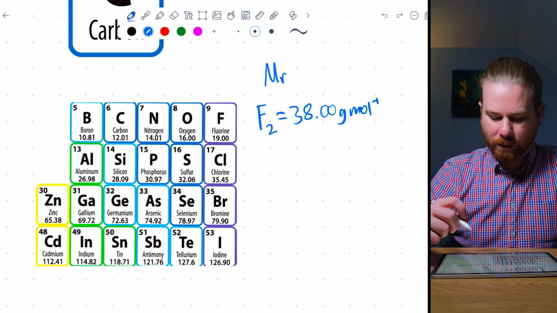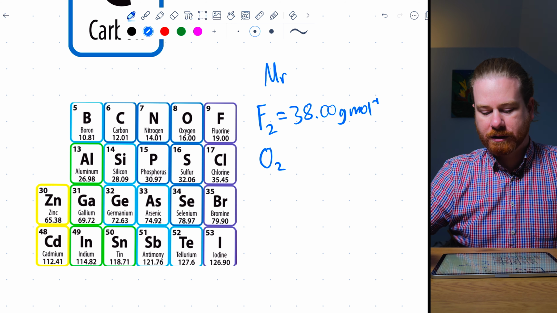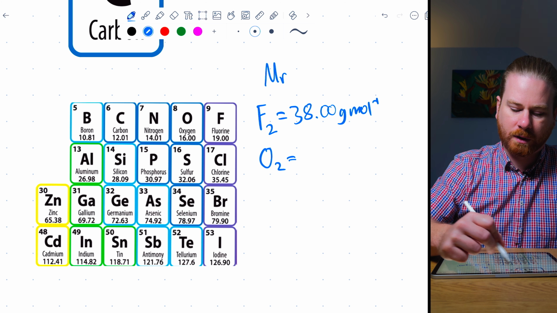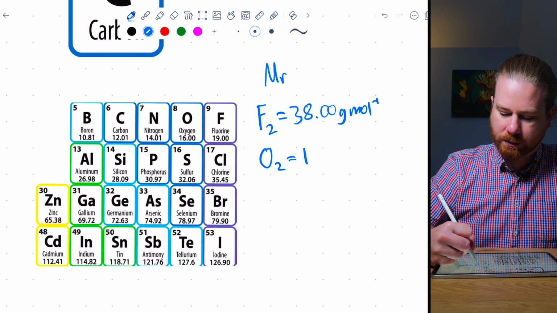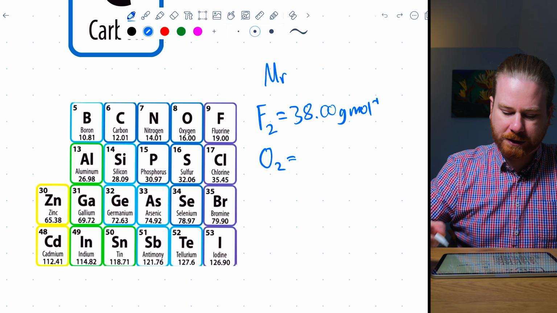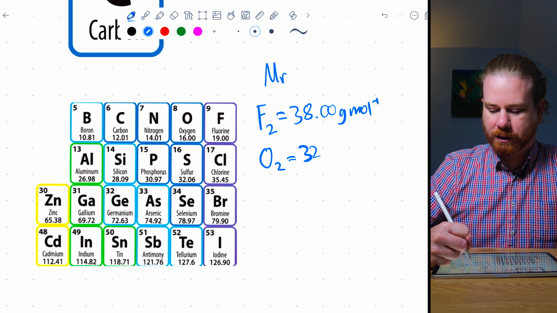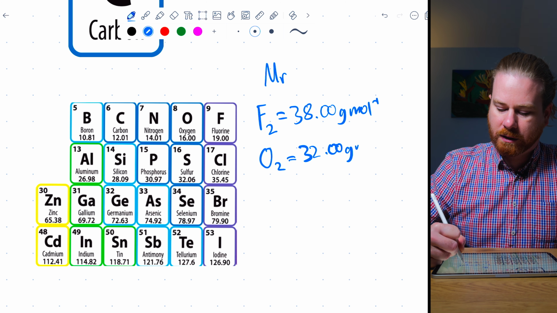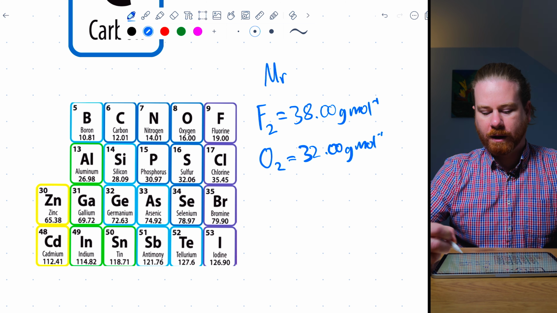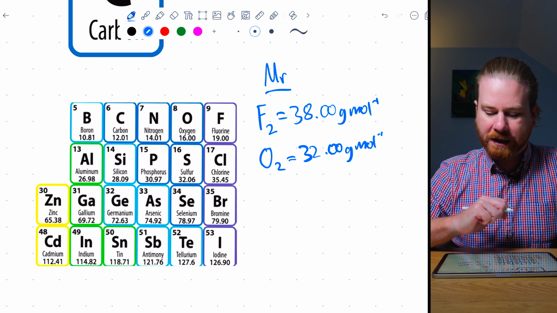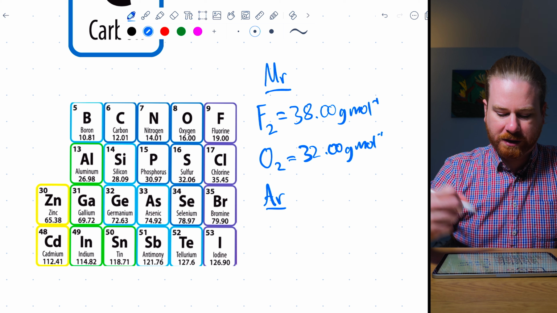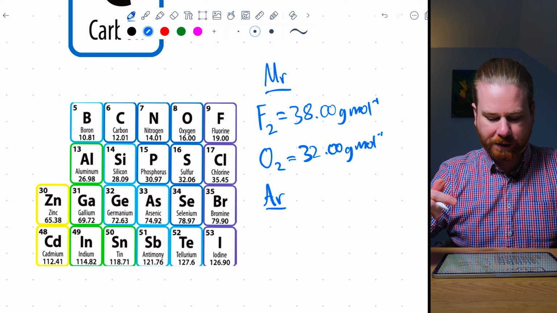We can do the same with oxygen. Oxygen again is a diatomic, O2. So that would be, not 16, it would be 32. So 16 times 2, 32, g/mol. So these are relative molecular masses. We'll just do some relative atomic masses, and that's just what it is on the periodic table.